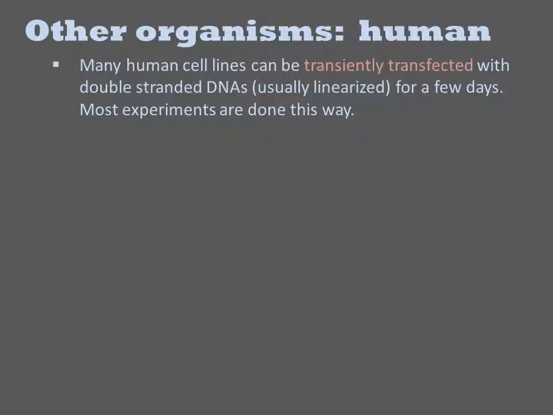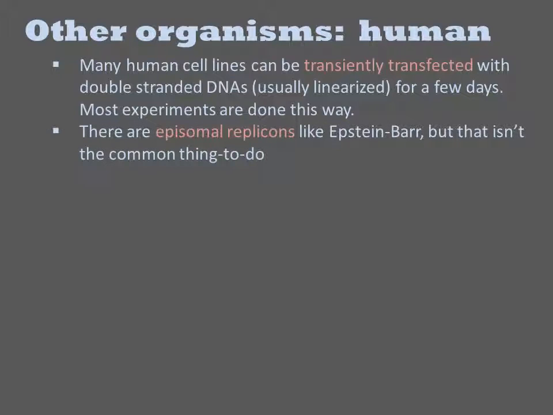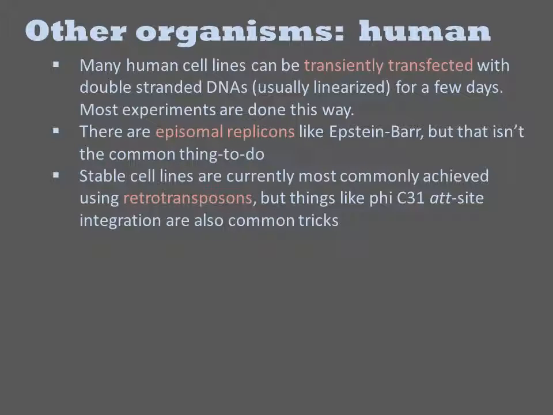Many human cell lines can be transiently transfected with double-stranded DNAs, which are usually linearized, and they'll last in the cell for a few days. Most experiments are done this way because it's the easiest and most robust procedure. There are episomal replicons like Epstein-Barr-derived DNAs, but that isn't a common thing to do in mammalian cells. What is common is to produce stable cell lines either by random integration of transfected DNAs or by use of randomly integrating viruses such as retrotransposons.